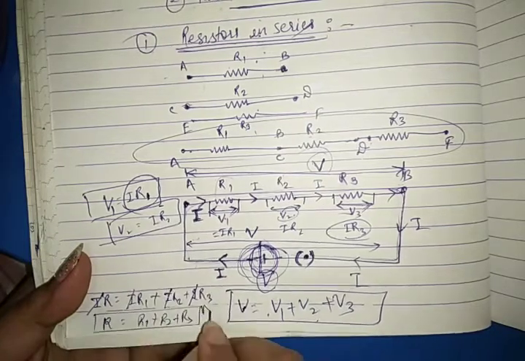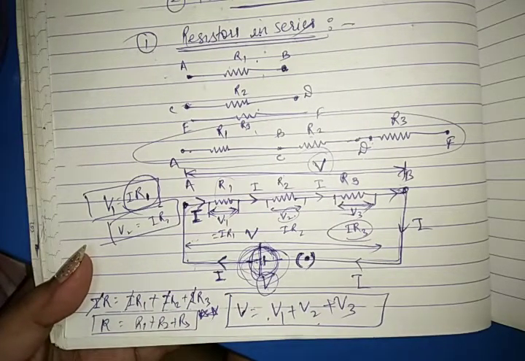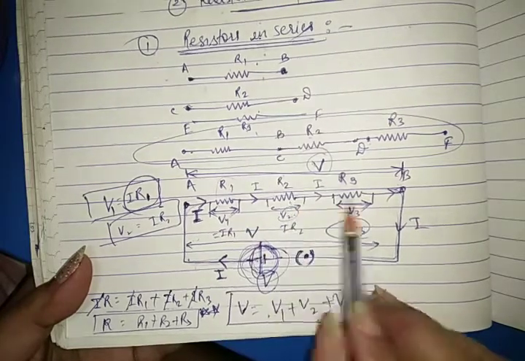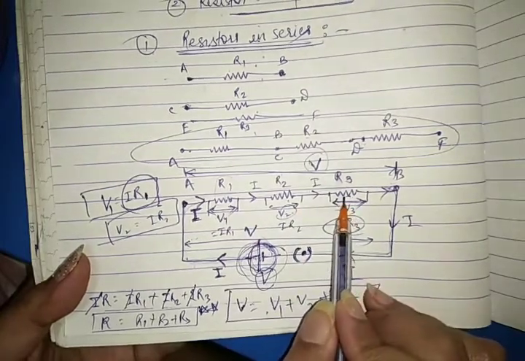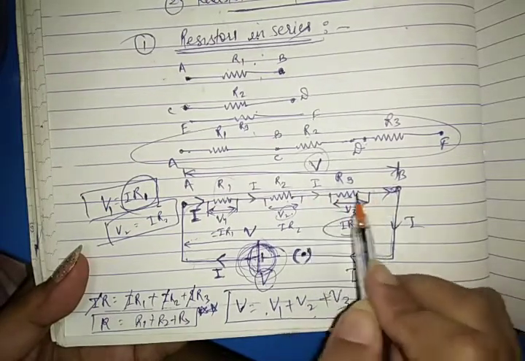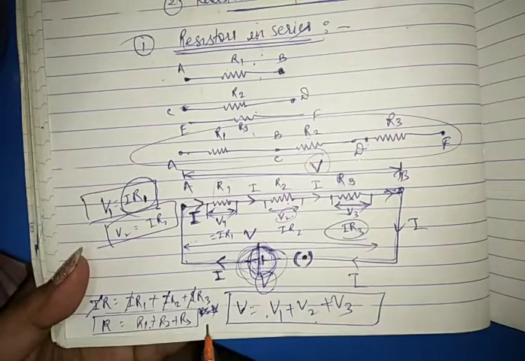What does that mean? If two or more resistors are connected in series, then the net resistance will be the addition of these resistances. If we have four resistances, up to R4, then the net resistance will be R1 plus R2 plus R3 plus R4.